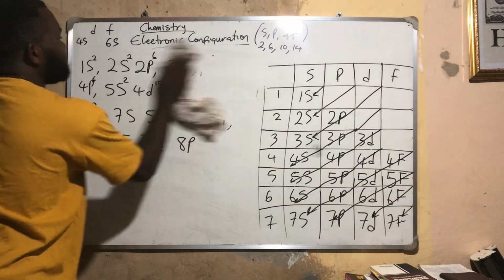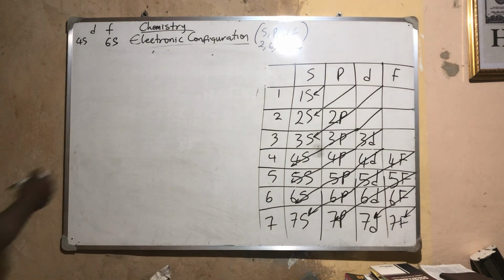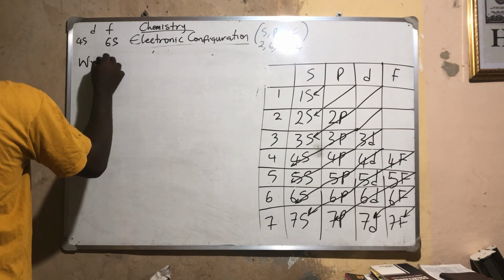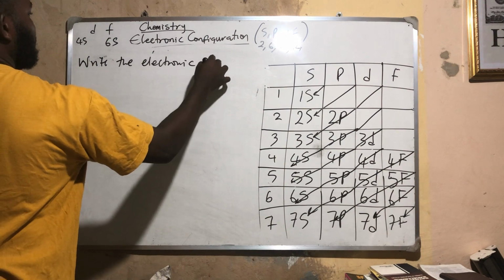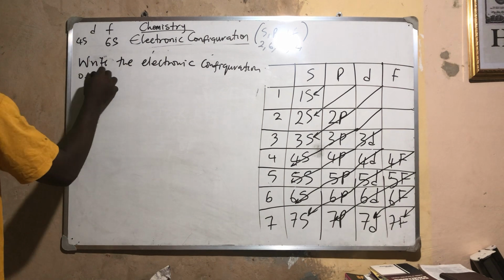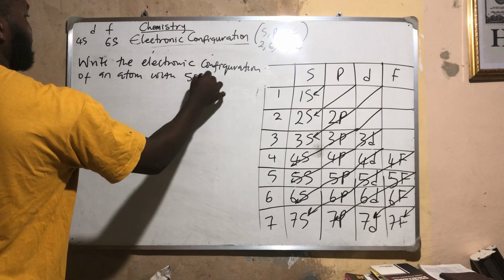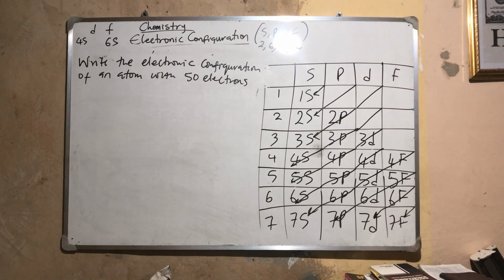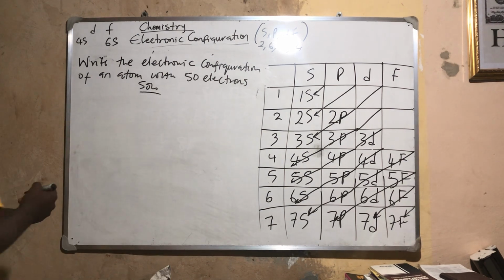All right, let us take the first question. They said write the electronic configuration of an atom with 50 electrons. Right? So now from here, what do we do? This is very, very simple. Solution. So what do we do now?